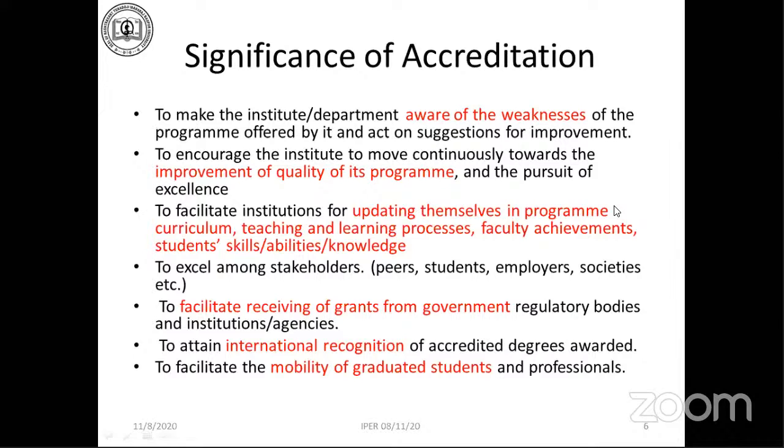You go for improvement so that you will get more benefits from the government side also. And the most important is that there is an international recognition, because this NBA is working as per international standards, and as a result there is an international recognition for the NBA, as well as a mobility of graduate students and professionals as far as these types of things are considered. So accordingly, these are the important aspects associated with accreditation.